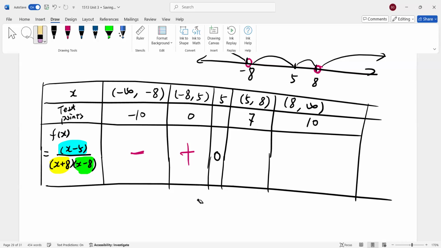If you really struggle with this, I think this is easier. But if you really struggle, what you can do is just plug in the value and then get the output, get the value of the function to see if it's positive or negative.